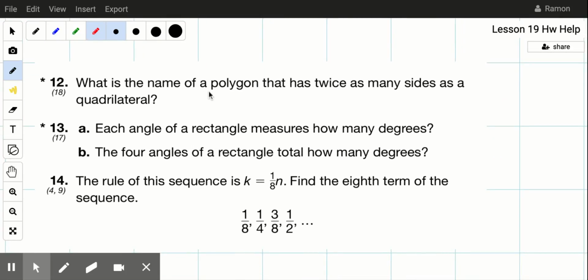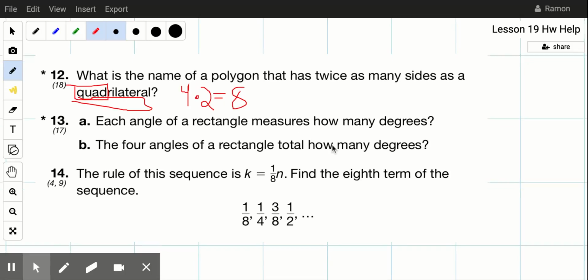Number 12. What is the name of a polygon that has twice as many sides as a quadrilateral? So how many sides does a quadrilateral have? Well, we look at the prefix there, which is quad, meaning 4. And if you want a polygon with twice as many sides, you're looking for a polygon that has 8 sides. So what is a polygon with 8 sides called?